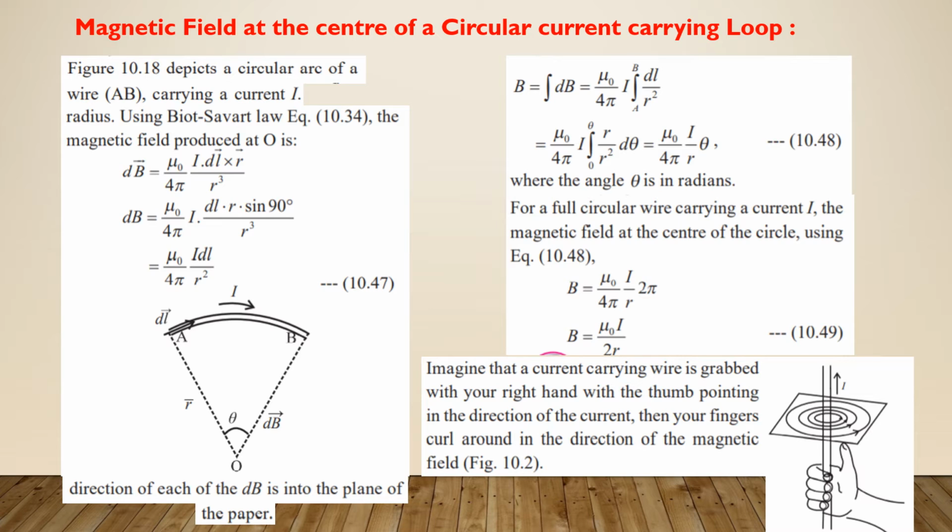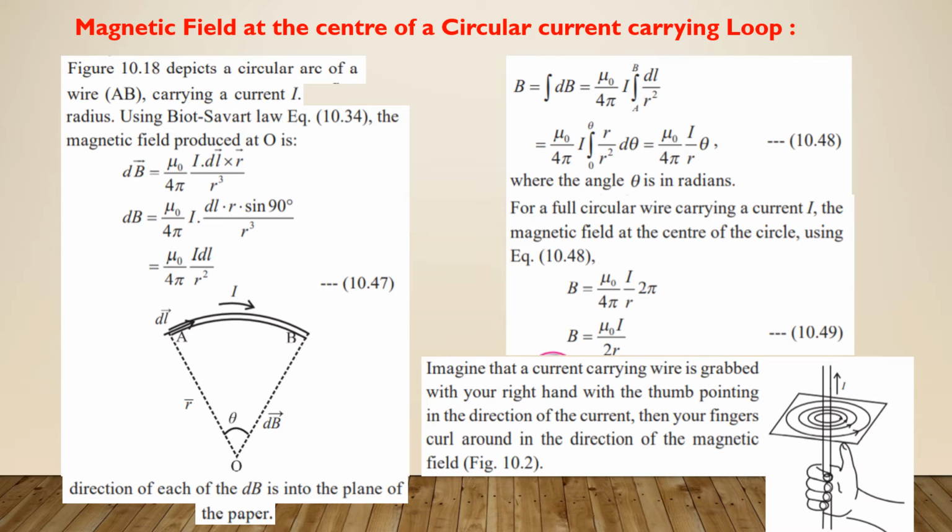Further, substituting the expression for arc length as dl is equal to r d theta and integrating, we get the expression for the magnetic field due to the entire circular arc as B is equal to mu0 upon 4 pi, I theta upon r. For the circular loop as a whole, the angle theta is equal to 2 pi radian. Therefore, the expression for the magnetic field at the center of a circular current carrying loop becomes B is equal to mu0 I upon 2r.